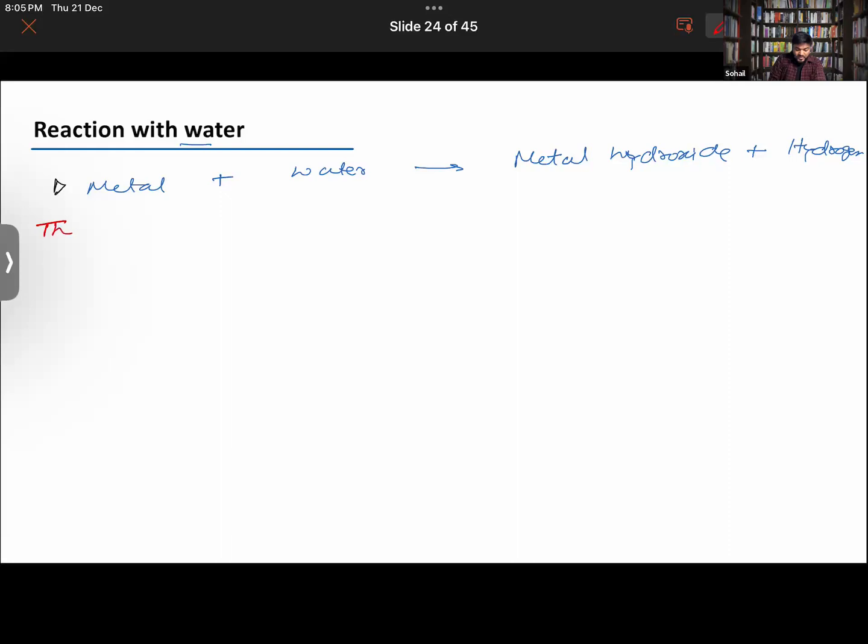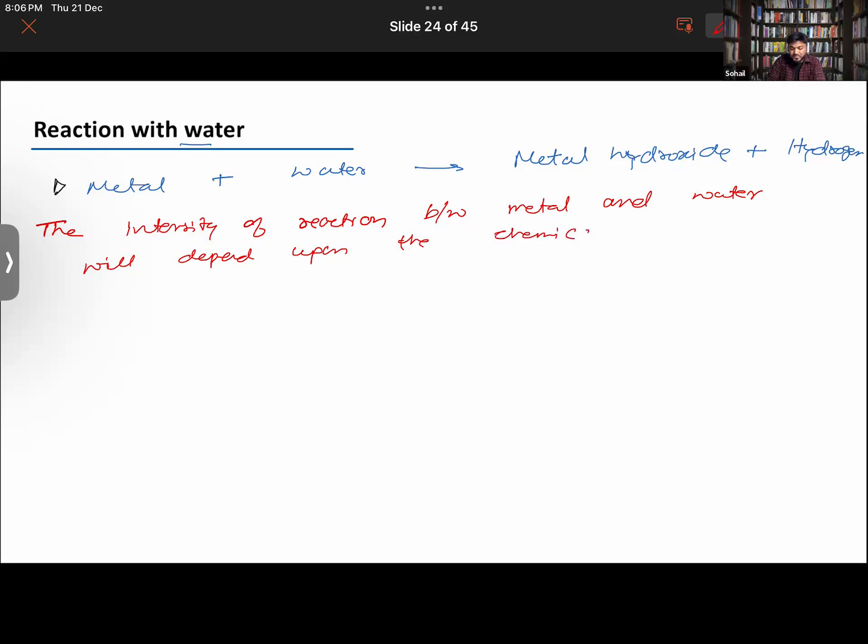So the thing to note here is that the intensity of reaction between (B/W, whenever I write this, it means between, मैंने लिखा है). Okay. So the intensity of reaction between metal and water will depend upon the chemical reactivity of the given metal.